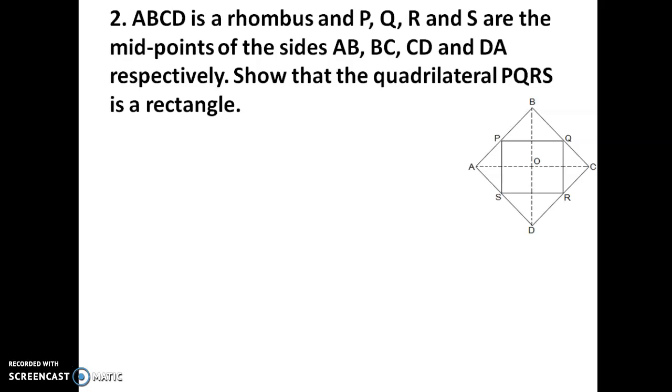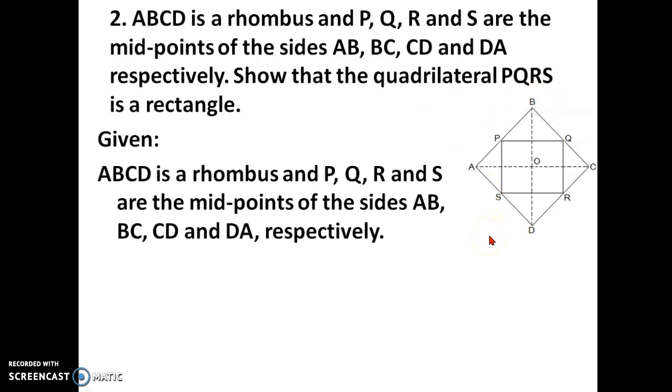Now the second problem: ABCD is a rhombus and P, Q, R and S are the midpoints of the sides AB, BC, CD and DA respectively. Show that the quadrilateral PQRS is a rectangle. So we can write the given data, that is, ABCD is a rhombus and PQRS are the midpoints of the sides of the rhombus.